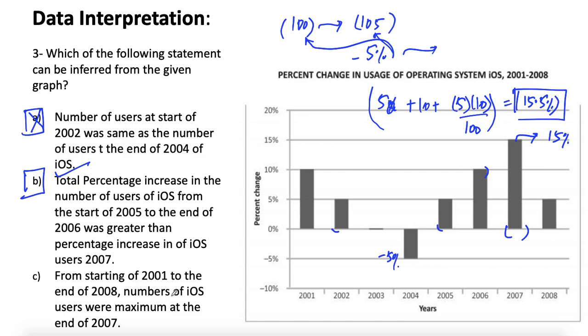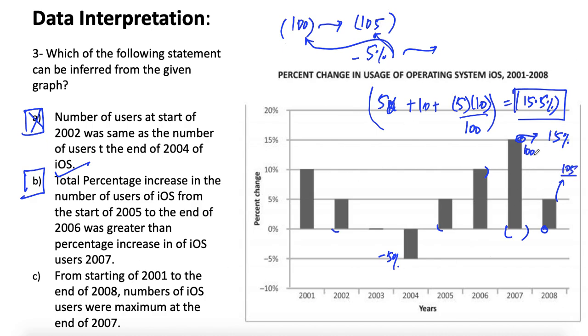From the starting of 2001 to the end of 2008, number of iOS users were maximum at the end of 2007. The question says that we have maximum users at the end of 2007 or at the start of 2008, but that is wrong, because at the end of 2008 there is again an increase of 5%. For example, if I have 100 at the start of 2008, at the end of 2008 that will become 105.